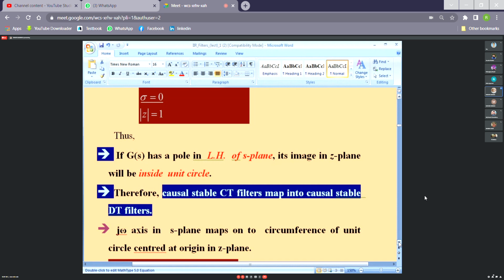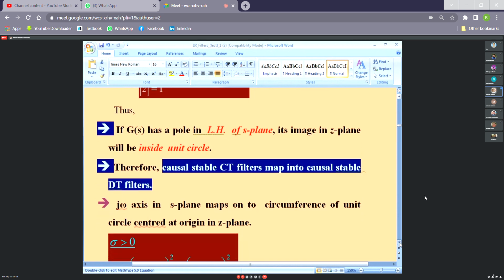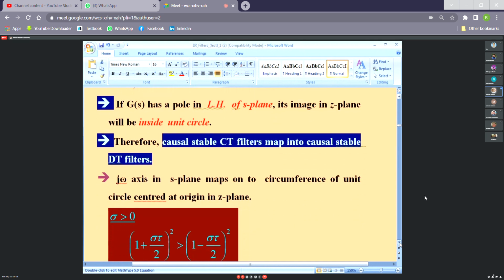Therefore, every point on the circumference of this unit circle is the image of an infinite number of points on the j omega axis in the S plane. As a matter of fact, every point in the Z plane is the image of an infinite number of points in the S plane. So that is the reason why aliasing of the characteristic took place when we considered the impulse invariant transformation, which is nothing but the application of the standard Z transform.